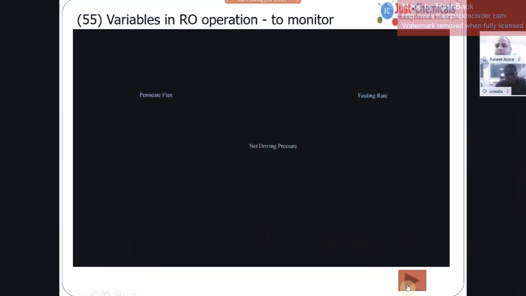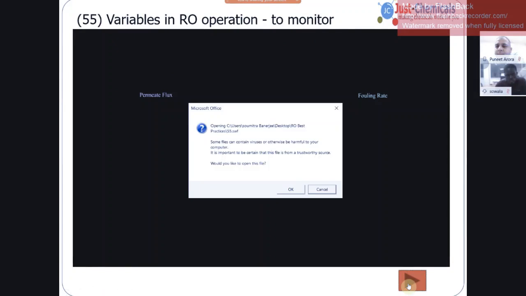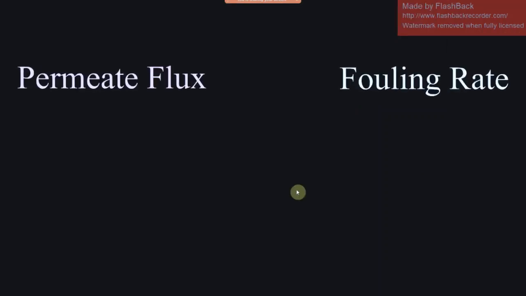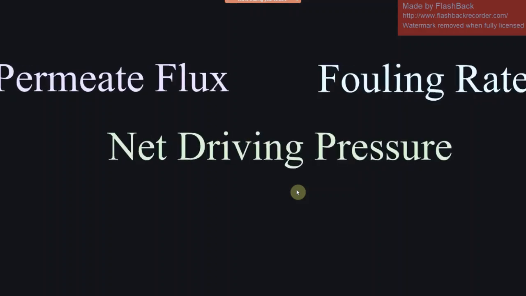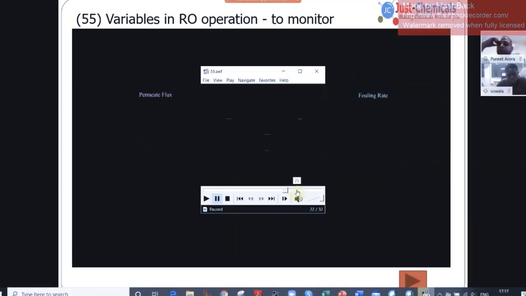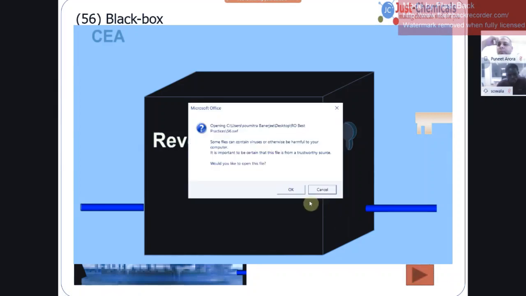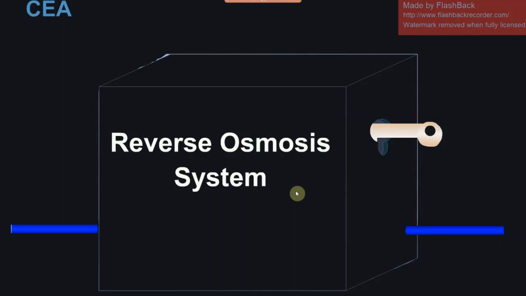What do we have to derive out of this? What we have to derive is permeate flux, fouling rate, net driving pressure, and temperature. Use those data to find what is there in the black box, and those data will tell you what is happening in the system.